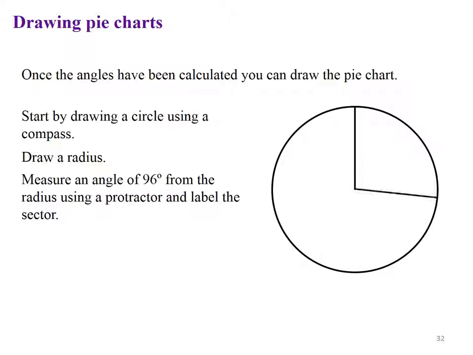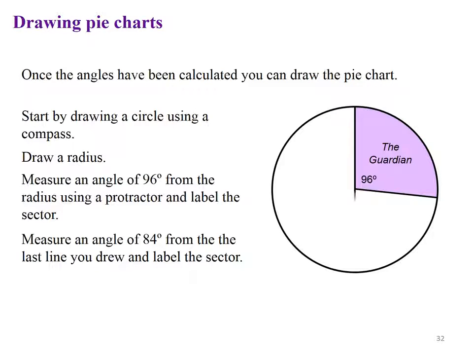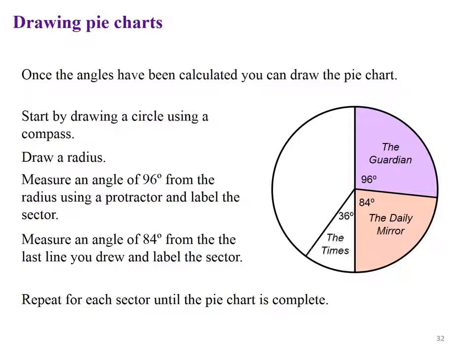We have to start from this point and go in the clockwise direction. So first 96 for the Guardian, and the Daily Mirror 84, and the third one 36 for the Times, then 72, and the last one also 72. So this is the pie diagram, the easy way.